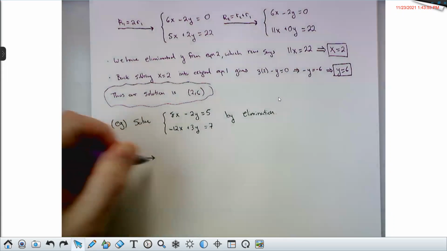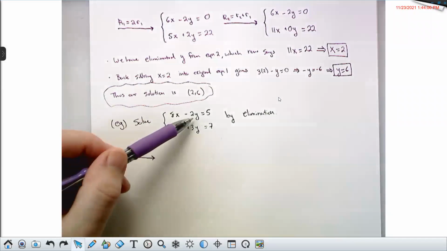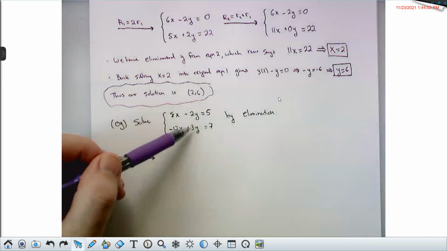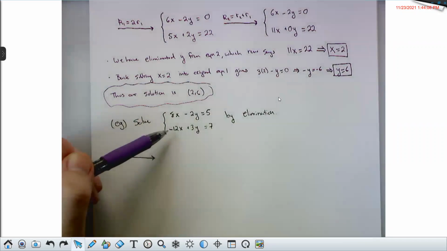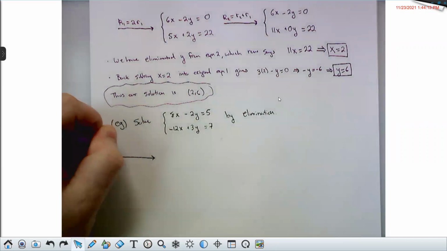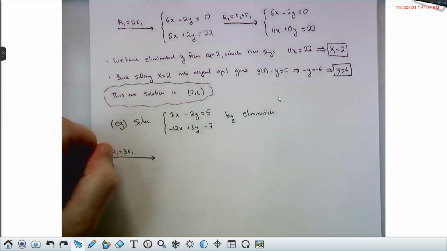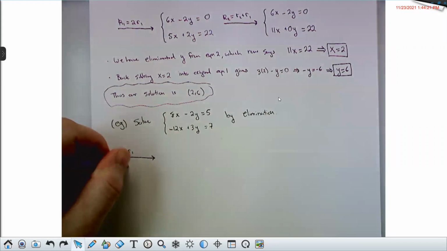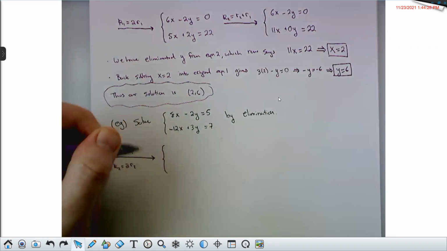But I can, with a single row operation, set things up nicely. If I multiply through row 1 by 3, then I'm kind of getting closer to this. And if I multiply through row 2 by 2, then I'm kind of getting closer to this. So my new row 1 will be 3 times my old row 1. And I'm also going to multiply through row 2 by 2. So I'm going to do 2 of these row operations at once.